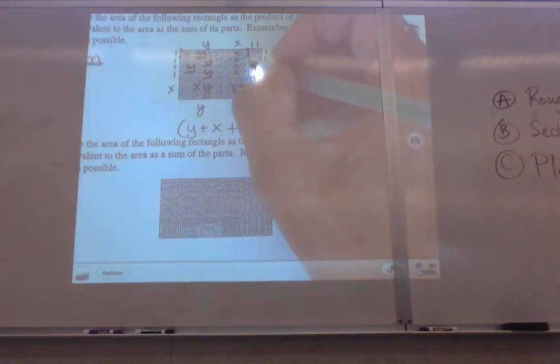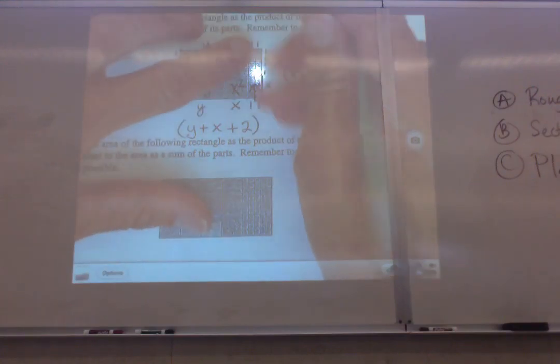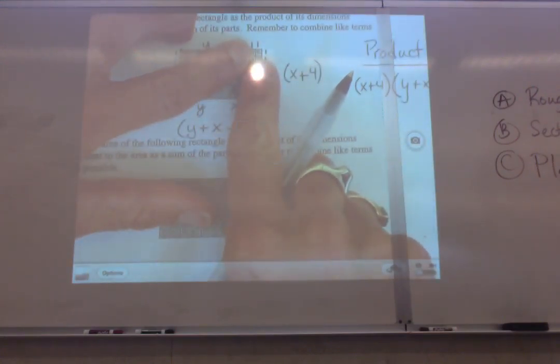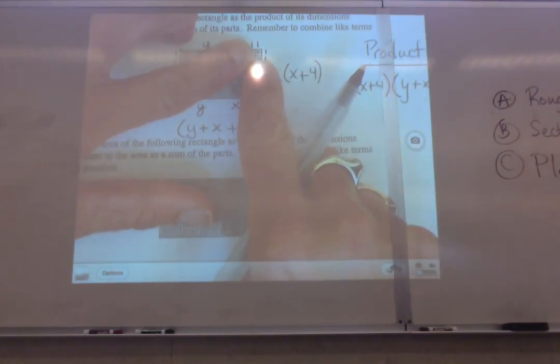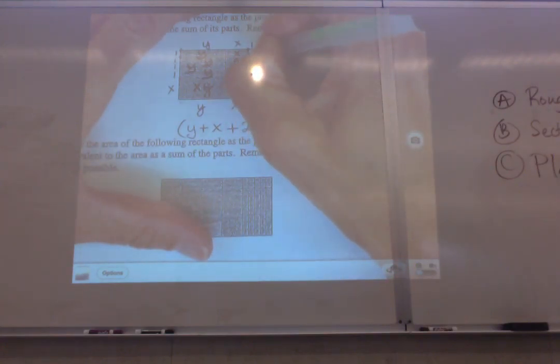Now I have 8 little squares. Let's look at this one in the corner. What's its length and width? 1. What happens when we multiply 1 times 1? So all of these inside have a 1. 1 by 1, 1 by 1, 1 by 1, 1 by 1.